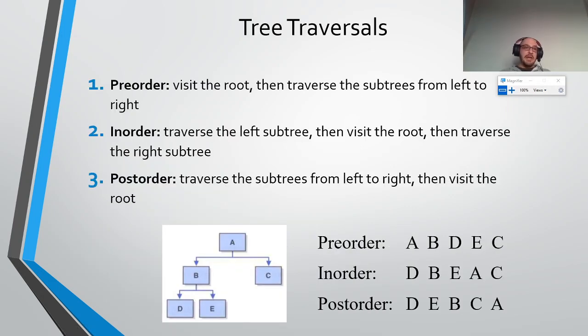So there are three major traversals for trees, and they are called pre-order, in-order, and post-order. So the principle is fairly straightforward. Let's go one at a time.